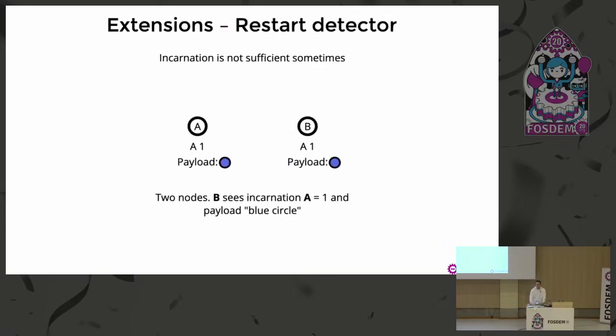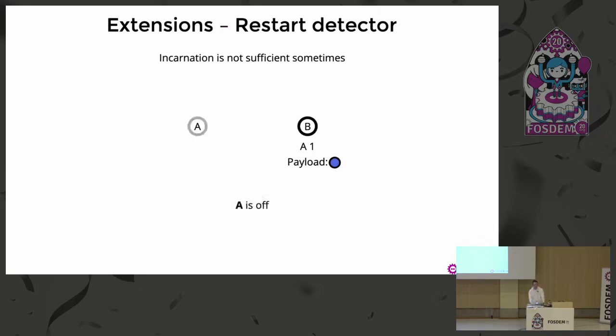Next extension is restart detector. The problem is that incarnation sometimes is not sufficient. Its main problem is that it's not persistent. Let's consider an example. Two nodes, A and B. Node A has incarnation 1 and payload blue circle, and node B knows this information.